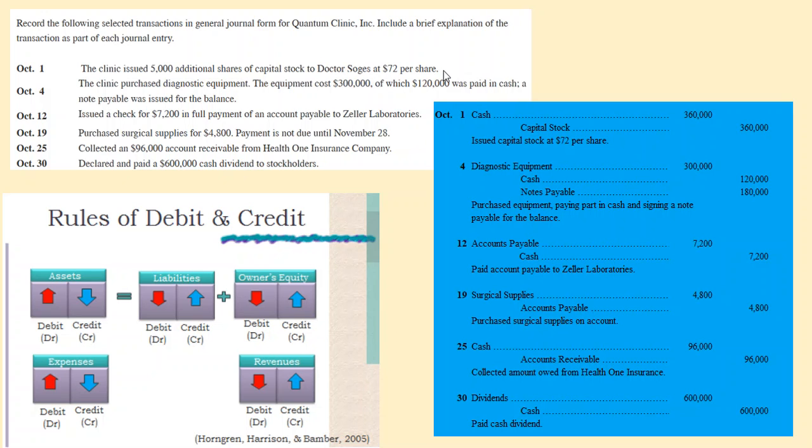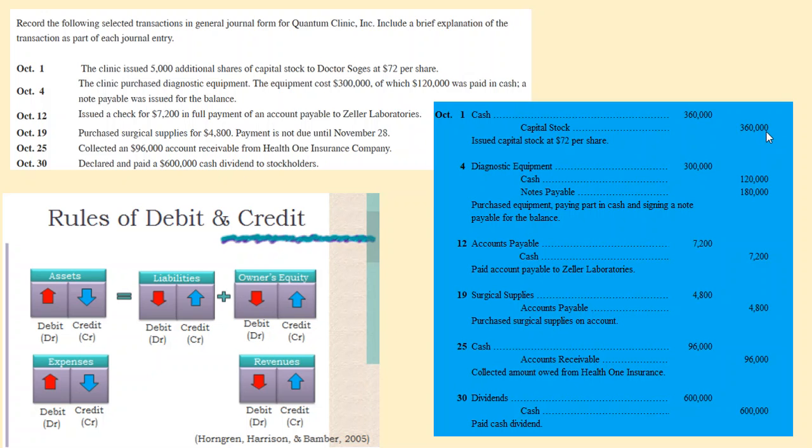Dr. Sagas here is holding it. Okay, capital stock is an equity account. So in order to make capital stock go up by $360,000, we have to credit capital stock $360,000. And remember, within each journal entry, our debits and credits must be equal within the entry. So in this case, we debit cash $360,000. That makes cash go up. We credit capital stock $360,000. That makes capital stock go up.